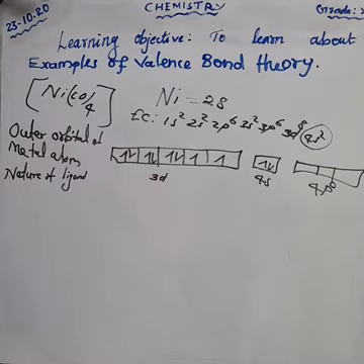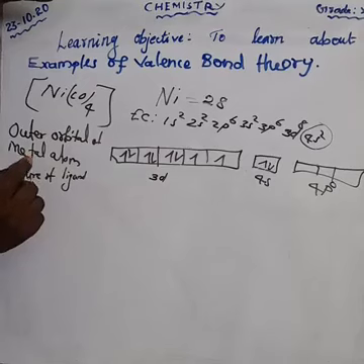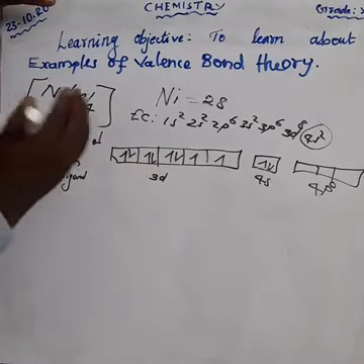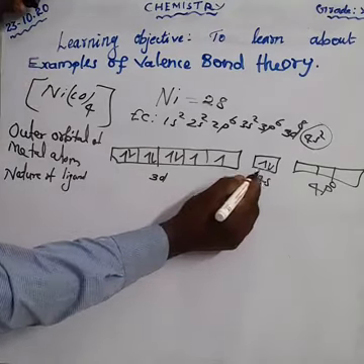So here I have some vacant orbitals, am I right? That means the strong field ligand causes the pairing of the 4s electron with a 3d electron in the metal. So here the pairing takes place.